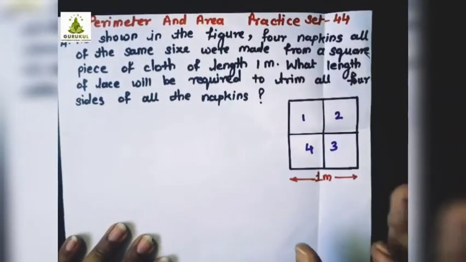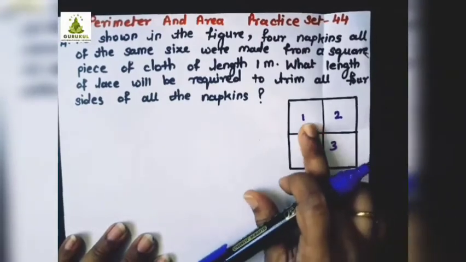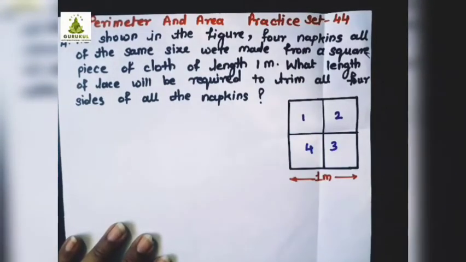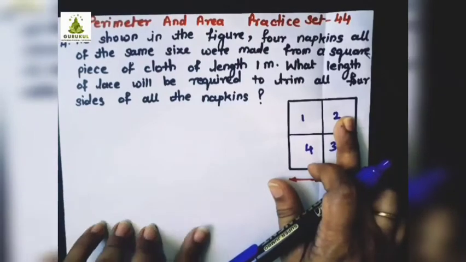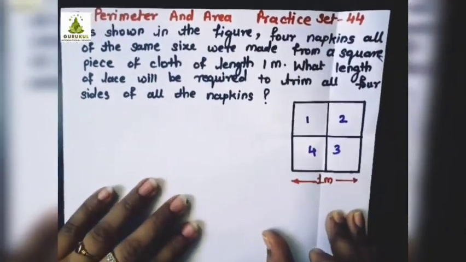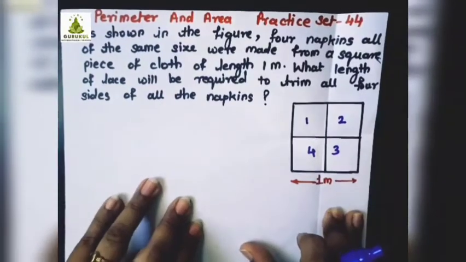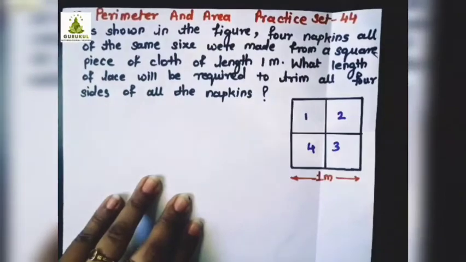And what is the length of the lace, means if you want to stitch, if you want to attach the lace to one small square, what length of the lace will be required? And not only for one square, we have to find the length of the lace required for all 4 squares. So very first, what we'll do, first of all, we can find out the perimeter of these small squares.